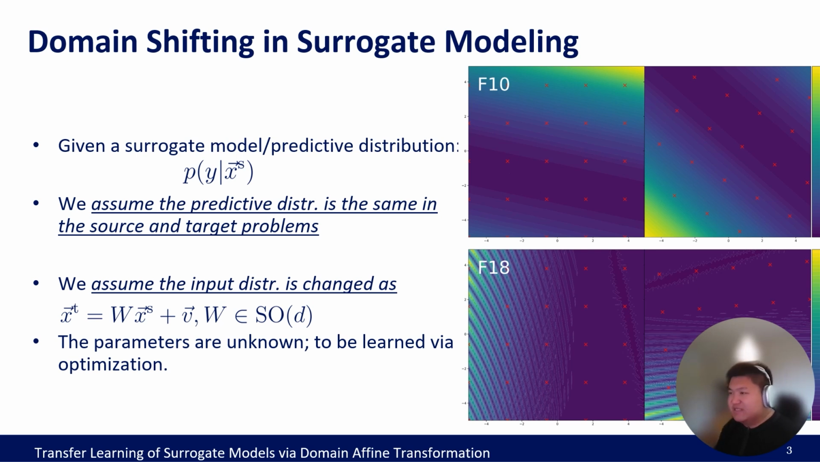To help better understand the rotation with the BBOB functions, I show two plots here. In both cases, the left denotes the original function, and the right-hand side shows a rotation difference compared with the original.